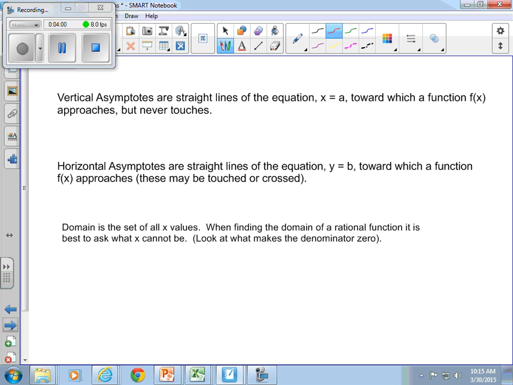Vertical asymptotes are straight lines with the equation x equals a number. So it's where the graph approaches but never touches. Horizontal asymptotes are straight lines with the equation y equals a number. Big thing you need to know, and I think you already know it: horizontal asymptotes are y equals, vertical asymptotes are x equals.